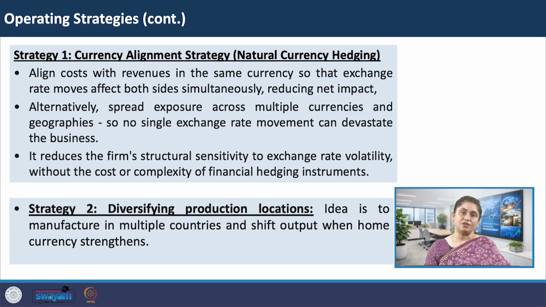There are many other strategies that we will study in detail. Let me briefly introduce each one. Strategy 2 talks about diversifying production locations. The idea here is to manufacture in multiple countries so that your cost base can be shifted depending on where the exchange rate environment is most favorable. If your home currency strengthens and your exports become expensive in foreign currency terms, you shift production to a country whose currency aligns with your revenue markets.